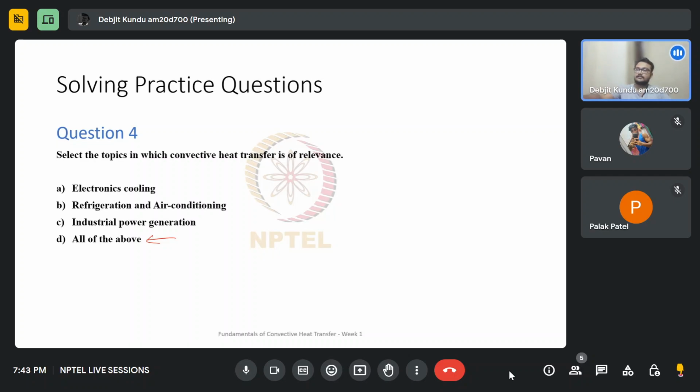So let's have a look at the solution. Solution is in favor of option D, all of the above. That means each of these, electronics cooling.